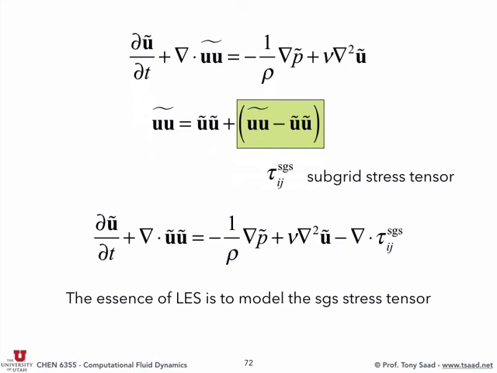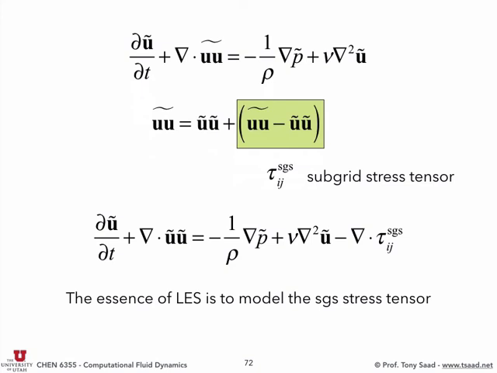So if we go back to the governing equation, now we have something that looks like the Navier-Stokes, except we're solving for filtered quantities, or just the quantities that can be resolved by the grid, duh. But we need to add a source term, actually, so that we can account for what we didn't capture on the grid.